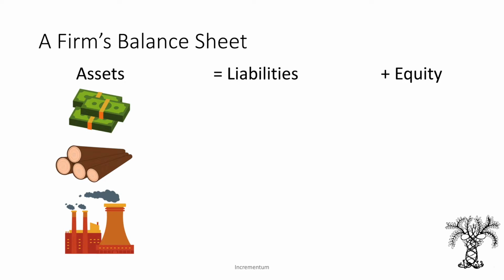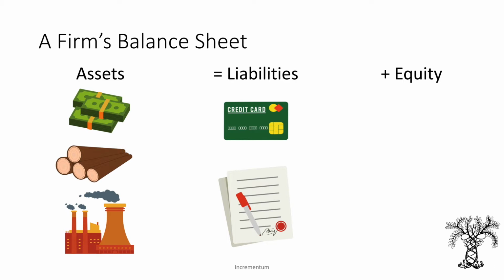Firms finance these assets with debt or liabilities as well as owner money or equity. Liabilities are also separated into current liabilities and long-term debt. Current liabilities include short-term loans, which could include revolving credit, or long-term loans, which could be bonds, could be long-term loans outstanding, could be mortgages on property.